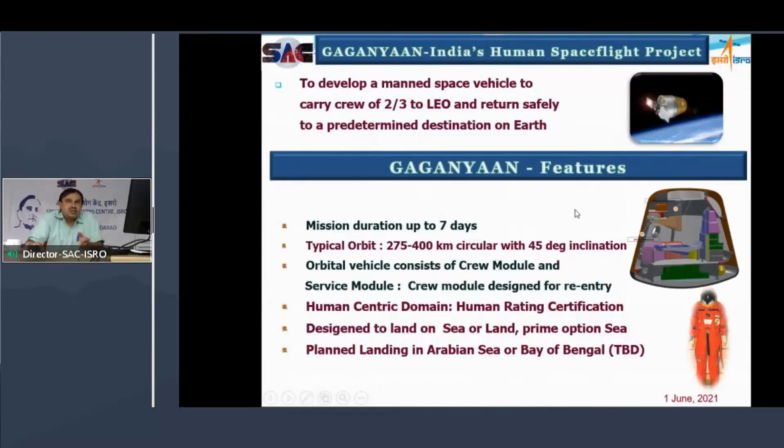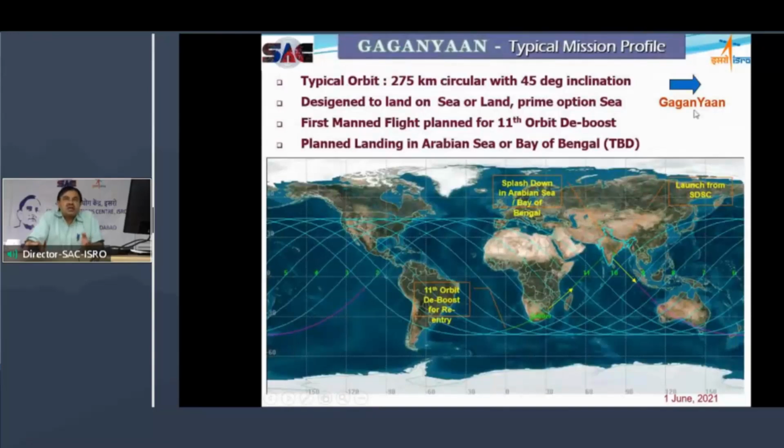And by this December end or early next year, we will first have an unmanned mission, because we have to test many technologies. So first we'll send a Gaganyaan which will move around the Earth for minimum 1 to maximum 3 or 4 days, and then it will come back safely on Earth. So for that we will be able to test all the technologies there.